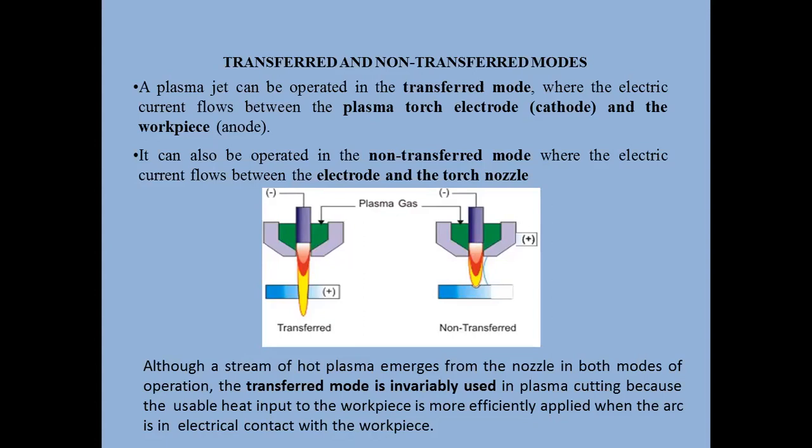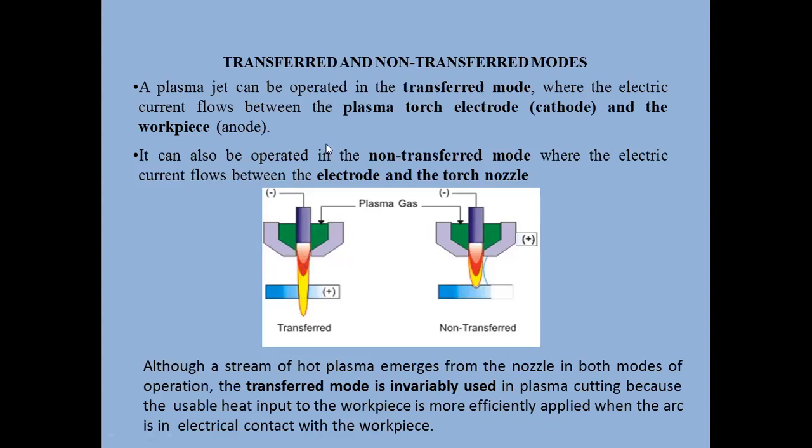So what is the difference between transfer mode and non-transfer mode? We'll see here. A plasma jet can be operated in transfer mode, where the electric current flows between the plasma torch electrode and the workpiece anode. So the transfer mode will be between two terminals of the circuit, the electrode and the workpiece as anode. You can see that in the first picture here. This is the transfer mode of plasma jet.